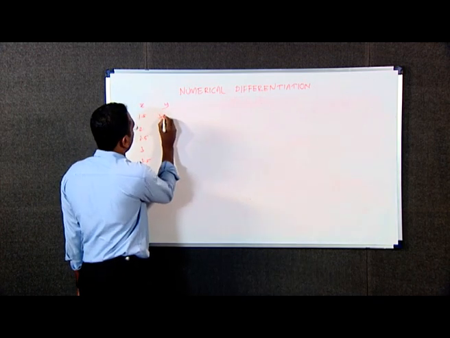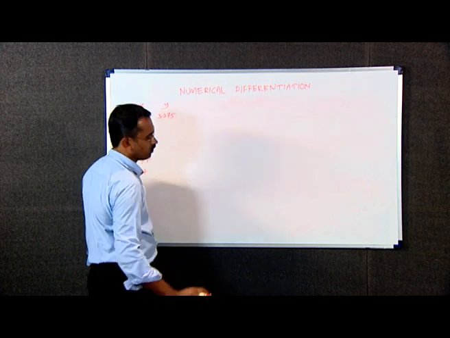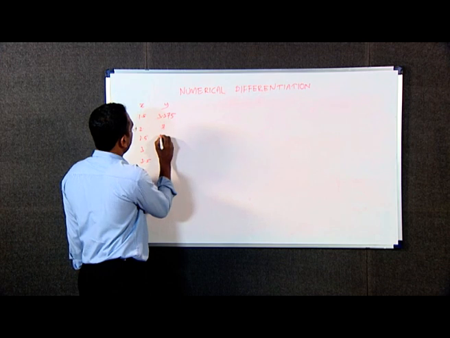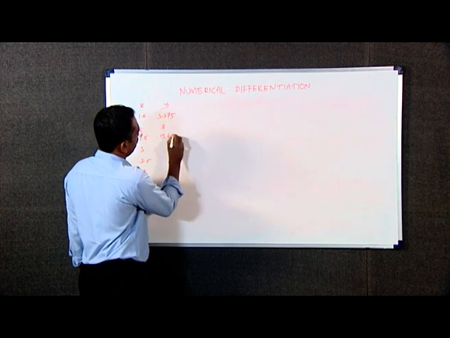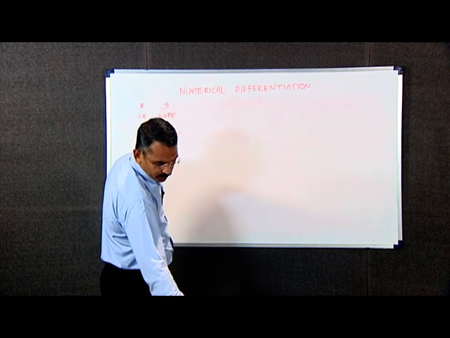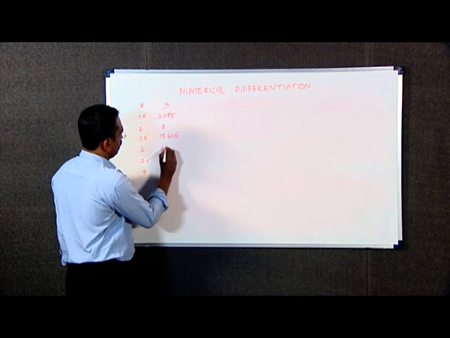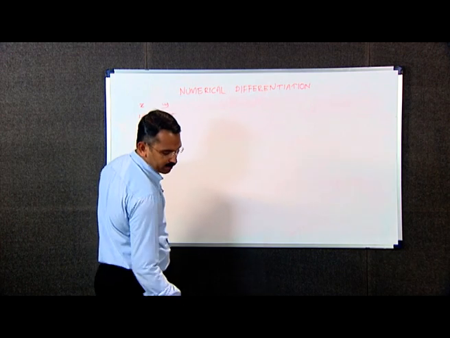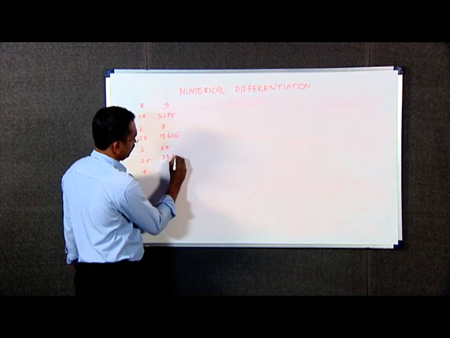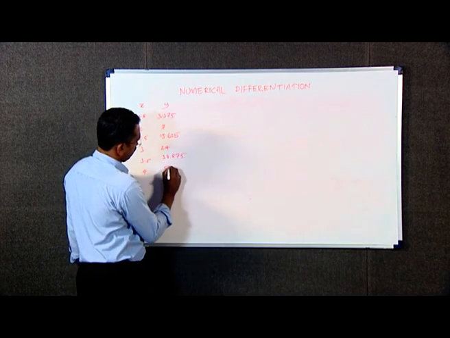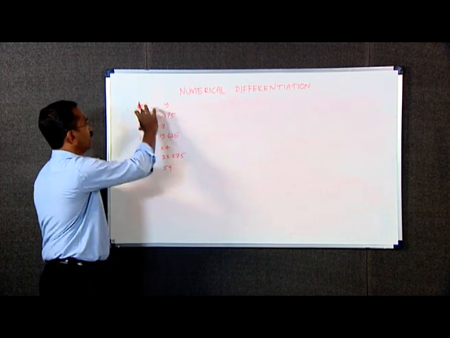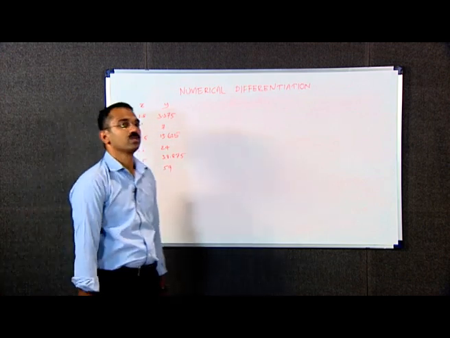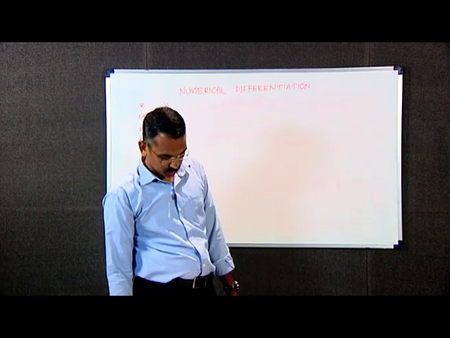The corresponding y values are 3.375, 7, 13.625, 24, 38.875 and 59. Here the arguments are equally spaced. Therefore, we can use the forward interpolation formula.